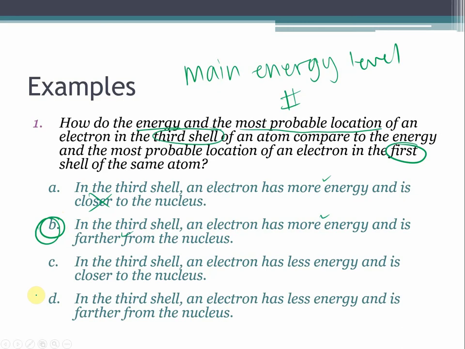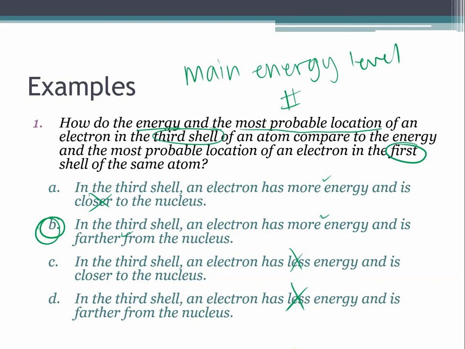Let's go look at C and D just to be sure. Choice C says, in the third shell, an electron has less energy. That's not true. It should have more energy. And then choice D says, in the third shell, an electron has less energy. Doesn't even matter. That's not true. It's not less energy. So choice B needs to be our answer.